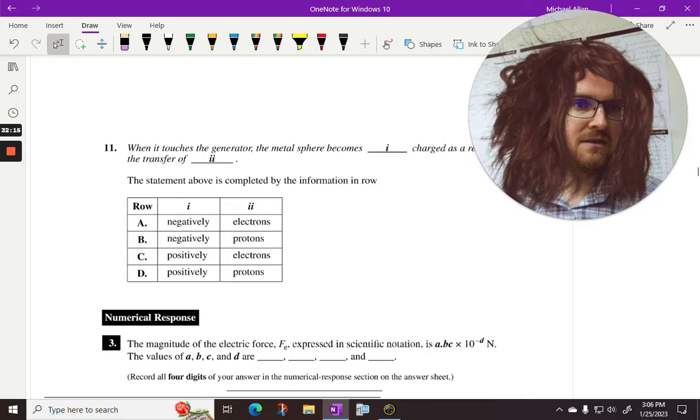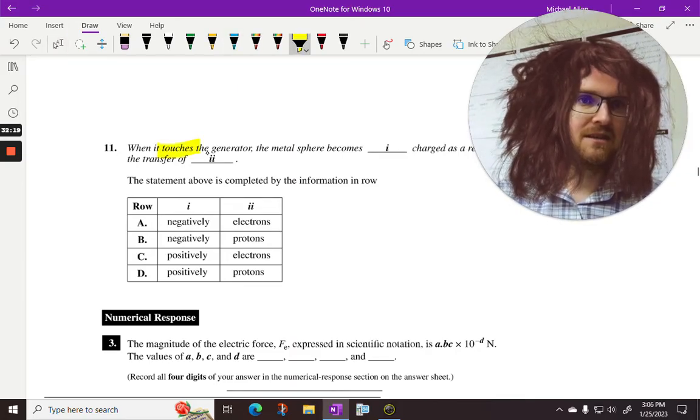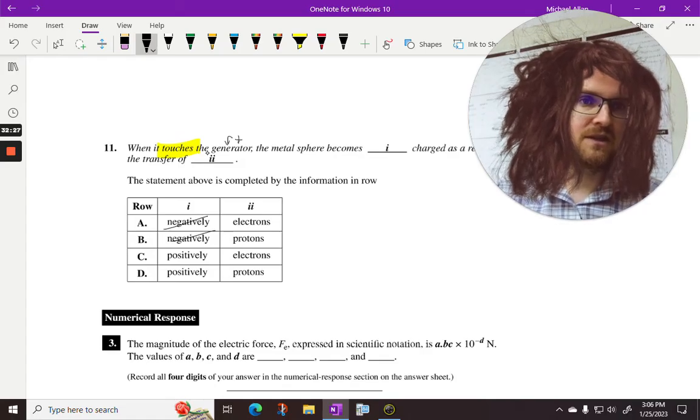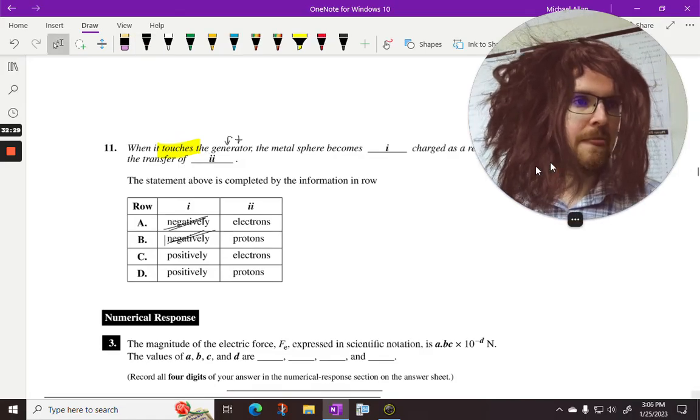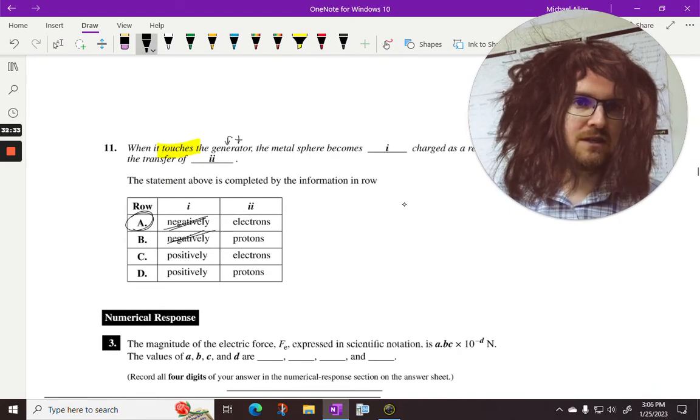When it touches, it becomes positively charged. We already talked about this because it touched it. And the generator is positively charged. So the sphere becomes positively charged. I'll just cross that off because when you touch it, that's just the way it works in conduction, as a result of the transfer of electrons. Remember, electrons are the only thing that moves.